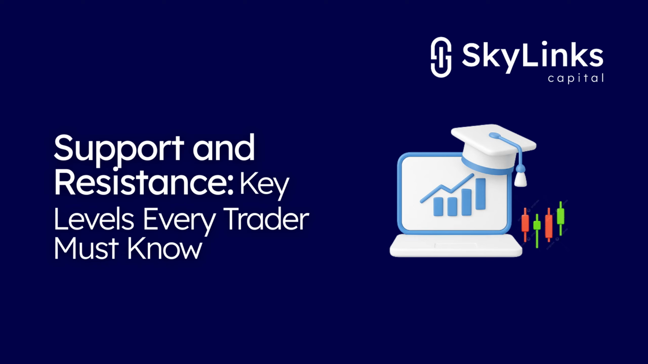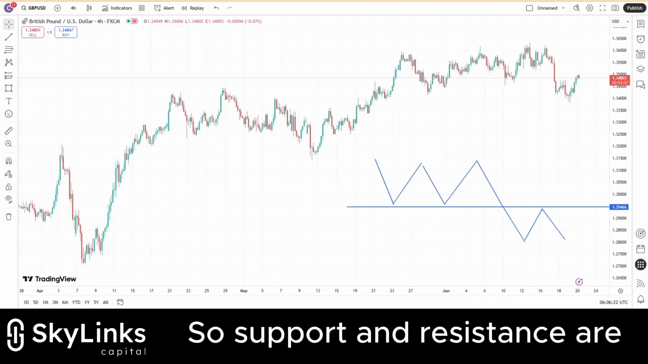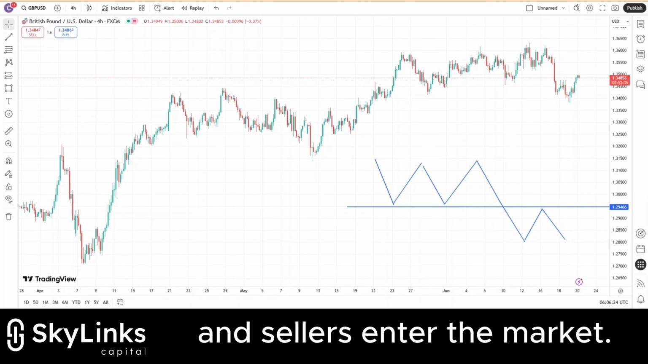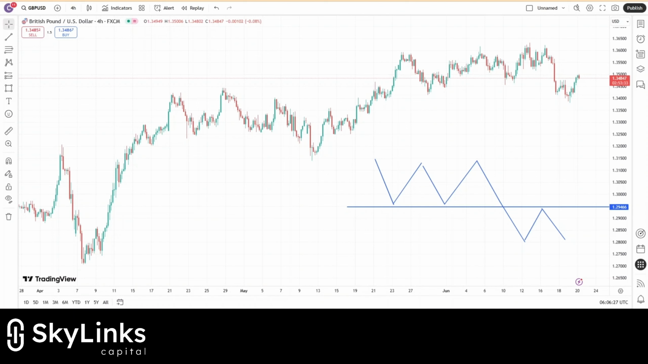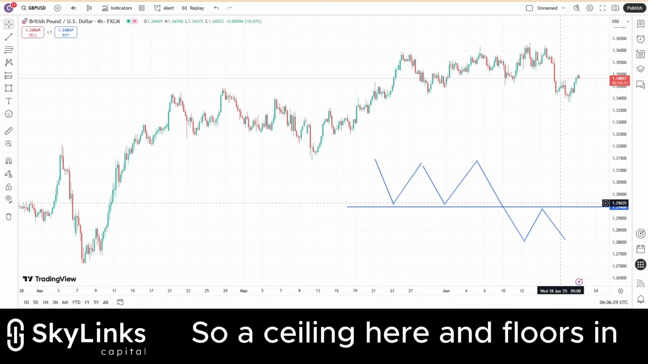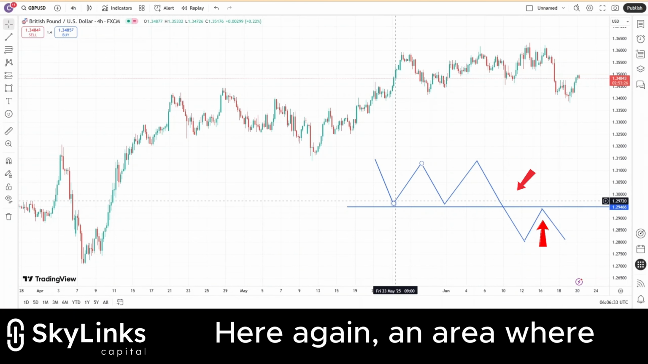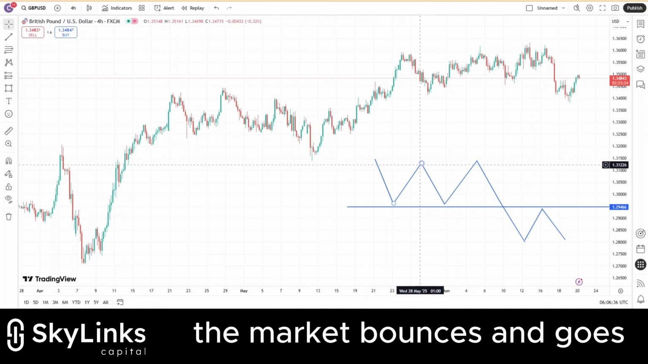Hi everyone, today we're going to be looking at support and resistance. Support and resistance are price zones where buyers and sellers enter the market. Think of them as ceilings, so a ceiling here, and floors in the market here. Again, an area where the market bounces and goes back up.